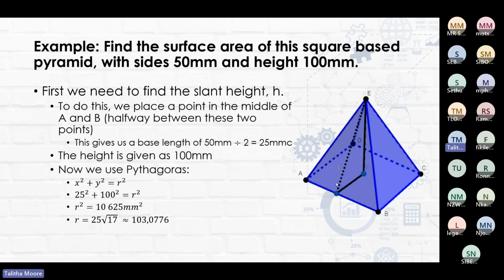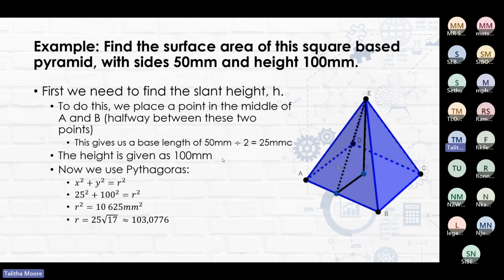Okay, so it's equidistant from any point with a square. So we can use Pythagoras. So we have 25 squared plus 100 squared. And that gives us 10,625. And if we take the root of that, our slant height is 25 times the square root of 17, or approximately 103.0776 millimeters.